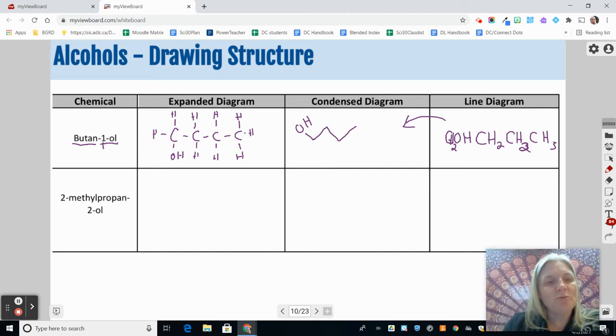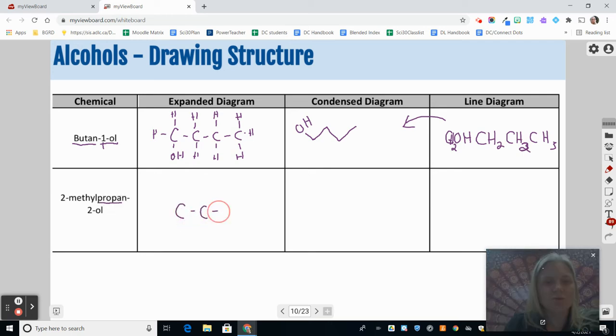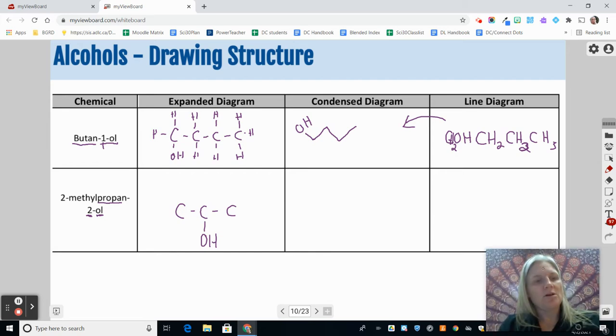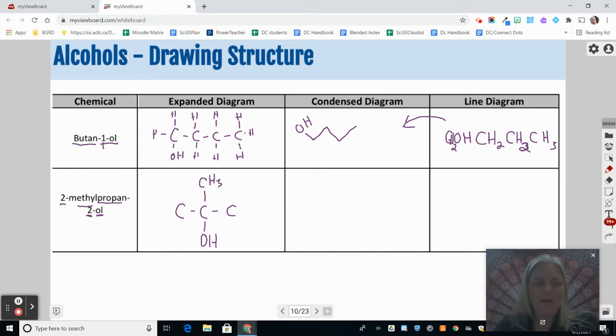All right, 2-methylpropan-2-ol. So let's start at the end. Prop is a 3-carbon chain: 1, 2, 3. I know on carbon 2 we have an alcohol or hydroxyl group. So there's carbon 2, and the OH is there. On carbon 2, I also have a methyl group, so I'm going to have to put it up here. And then all of the remaining bonds are filled in with hydrogens.